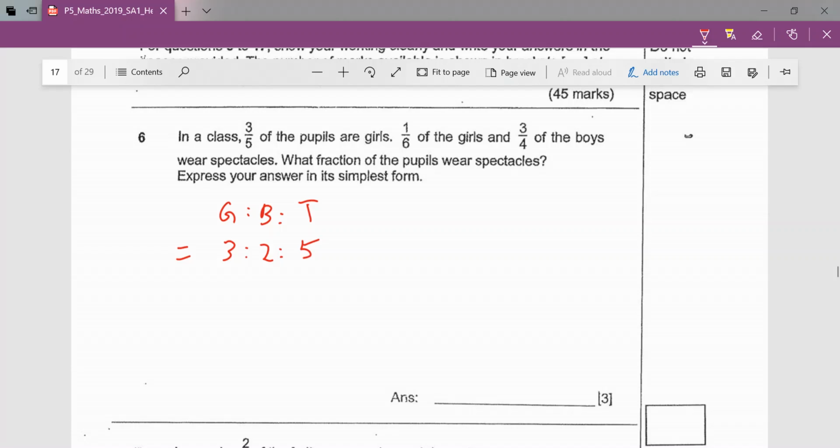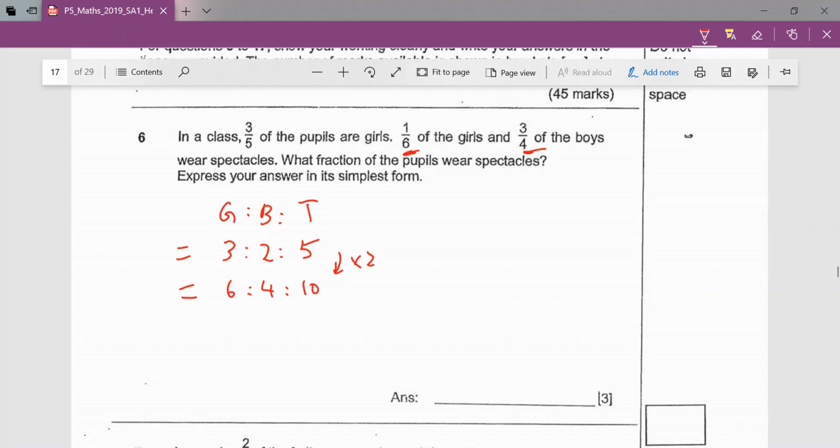Alright, and then if you see over here, 1 out of 6 of the girls, 3 out of 4 of the boys, seems to be a clue. If you multiply by 2 throughout, it's going to be 6 is to 4 is to 10. So indeed, there are 6 girls, 4 boys, in a class of 10 people. See it that way, alright?